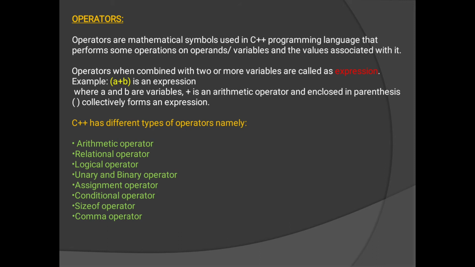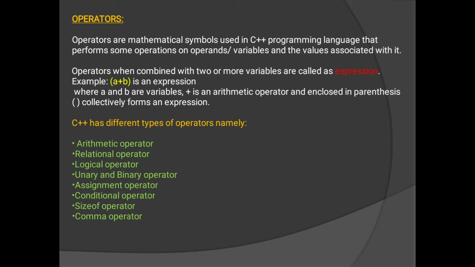So yesterday we discussed operators, the definition of operators. Just a recap of what I've taught: operators are mathematical symbols used in the C++ programming language that perform some operation on the operands or variables and the values associated with them. You use certain mathematical symbols with the variables and then it forms an expression. The example is, within parentheses, a plus b.